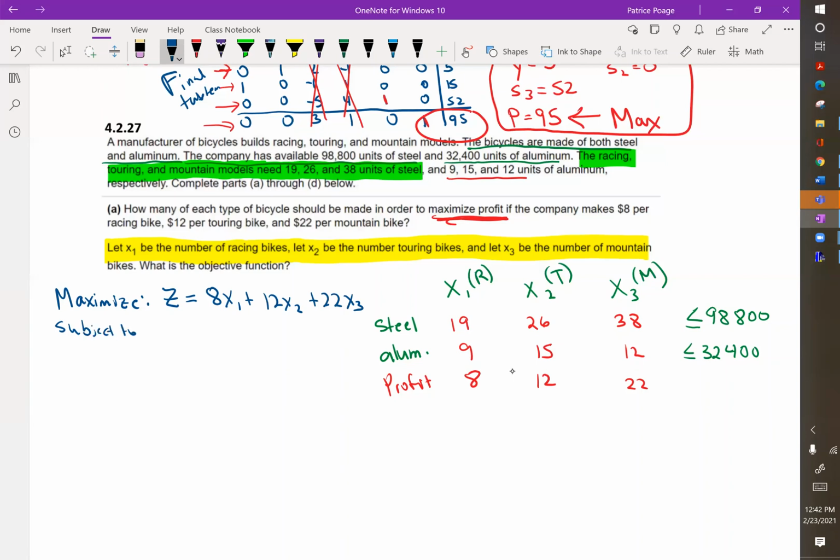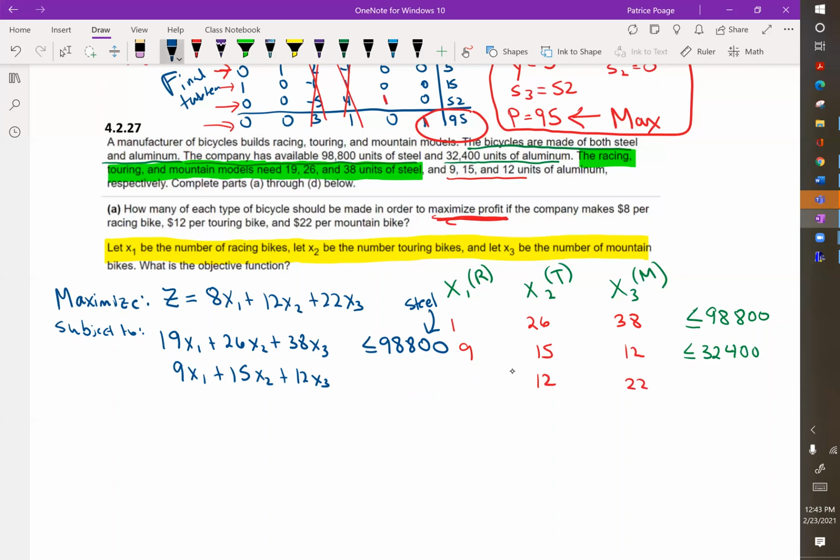But we're going to do this subject to, and now I'm going to write out my inequalities. I'm going to do 19x1 plus 26x2 plus 38x3 less than or equal to 98,800. Okay. And that was my steel. So I'm actually going to write steel. And then the next one, I have 9x1 plus 15x2 plus 12x3 less than or equal to 32,400. And this is my aluminum.